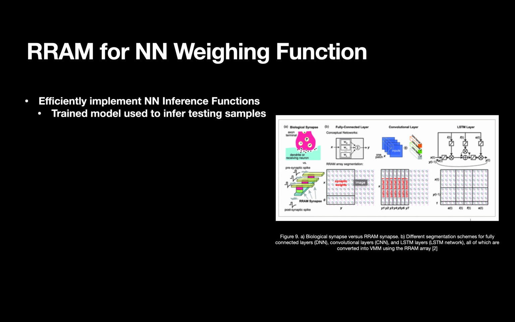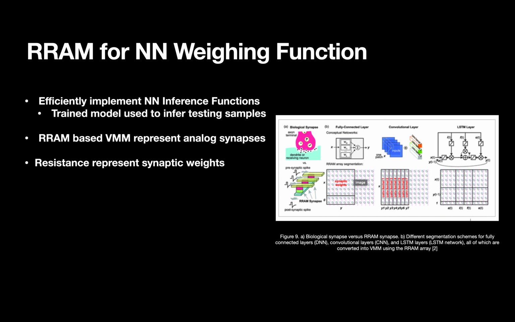RRAM arrays can be used to implement the DNN inference function very efficiently. Inference in machine learning is a stage where the trained model is used to infer or predict testing samples. Neural network models typically contain many layers of matrices, and each of these can be deployed on one or multiple RRAM arrays via 3D stacking. The similar voltage-current flow mechanism of the VMM, vector matrix multiplication, is used to represent synapses where the resistances are the synaptic weights. As a result, RRAM arrays are used in various neural network models with the assistance of weight segmentation techniques.